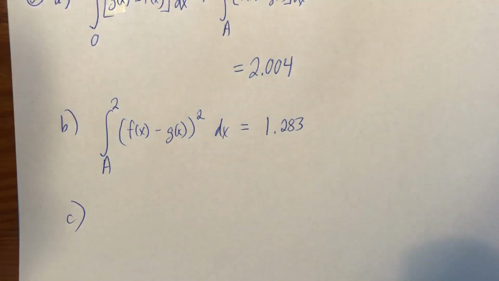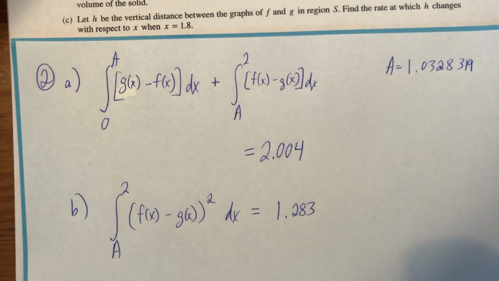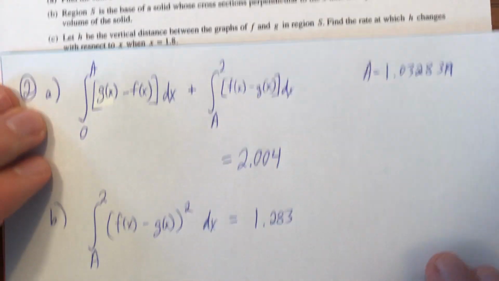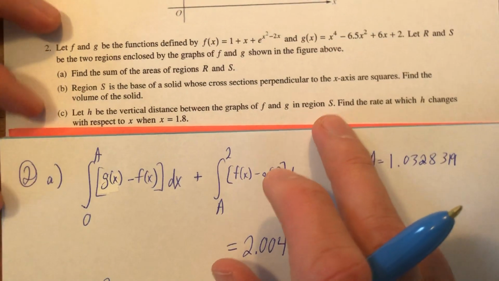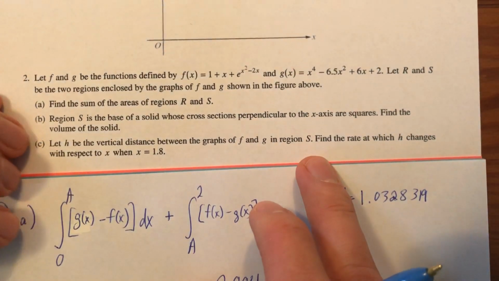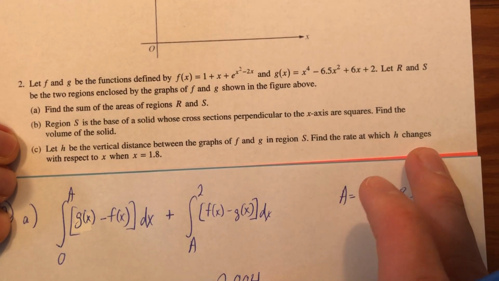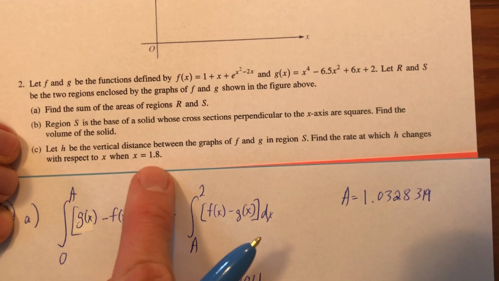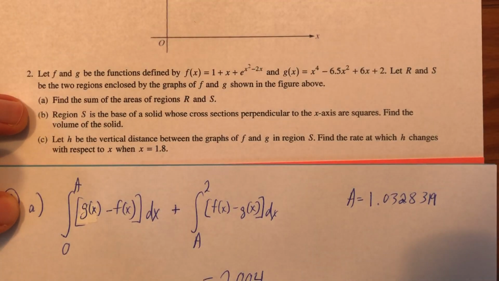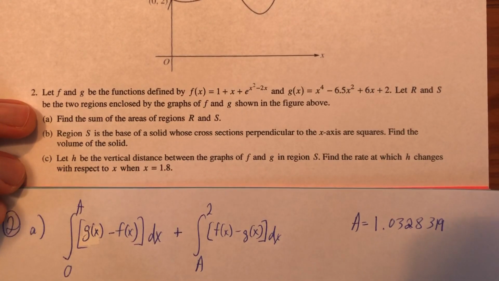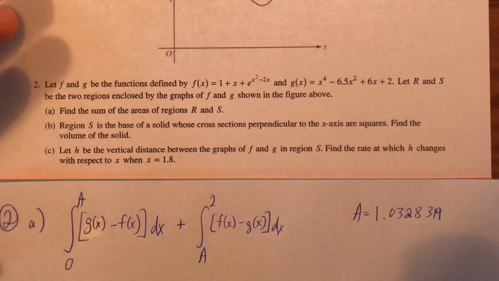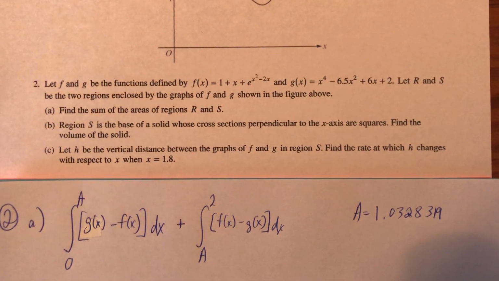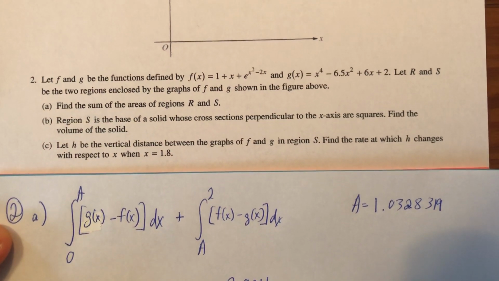All right, let's do part C. When I first read part C, I'll tell you what went through my head. Let h be the vertical distance between the graphs of f and g in region S. Okay, still dealing with that. Find the rate at which h changes with respect to x when x equals 1.8. That sounds like related rates to me. So it is related rates, but it's not related rates. Once we get into it, we'll realize that we didn't have to go through that whole process. But I'm going to start writing down stuff that makes sense in terms of related rates.